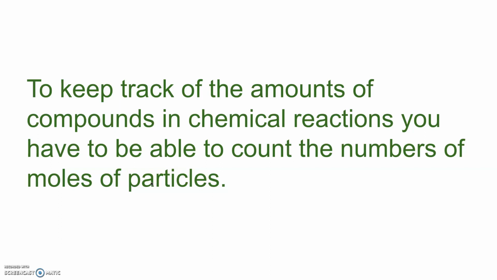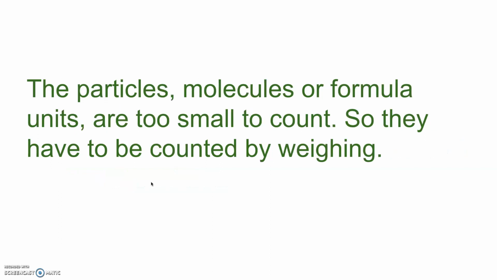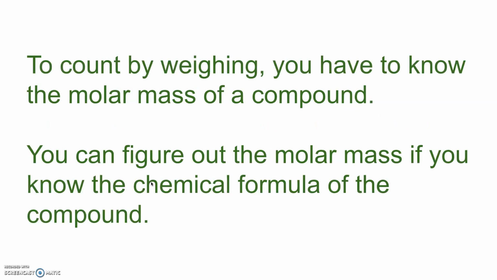Most of the substances in chemical reactions are compounds. And so we have to be able to figure out the mass of a compound because the particles, the molecules or formula units, are so small we can't count them, so we have to keep track of the numbers of them by weighing them. To count by weighing, we have to know the molar mass, or the mass of 1 mole of a compound, and we can figure that out if we know the chemical formula.